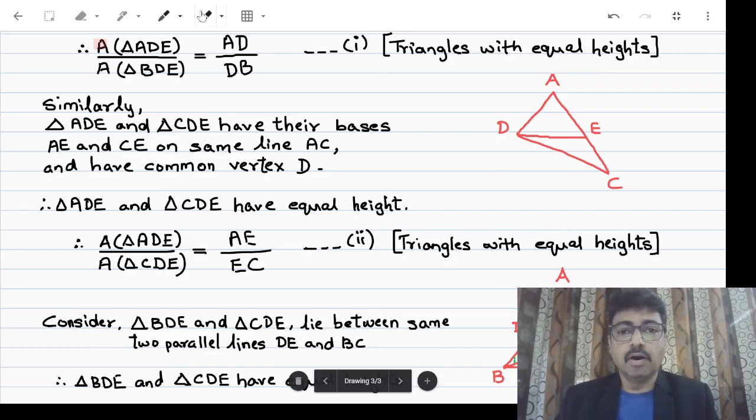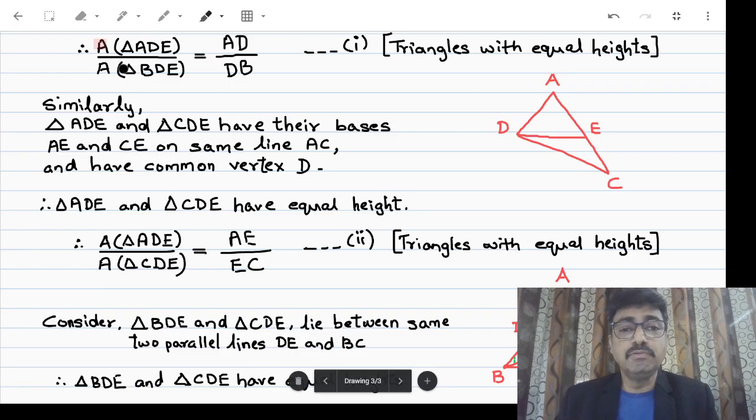So if you observe here in the first equation, AD upon DB is area ADE upon area BDE, and AE upon EC is area ADE upon area CDE. Observe the left side of the two equations. The numerators are the same, area of ADE, area of ADE. But the denominators are area of BDE and area of CDE.